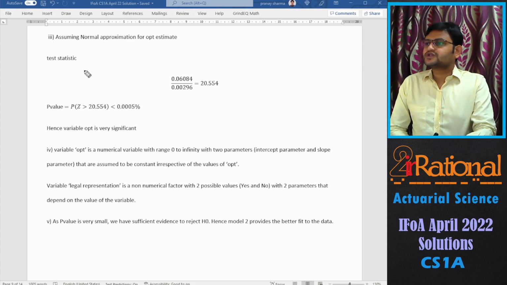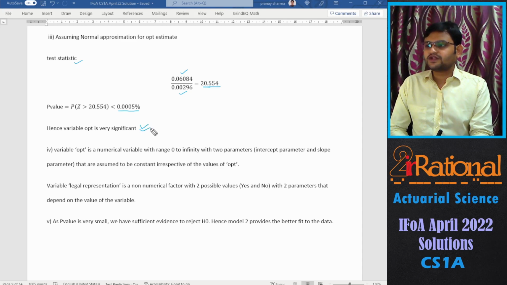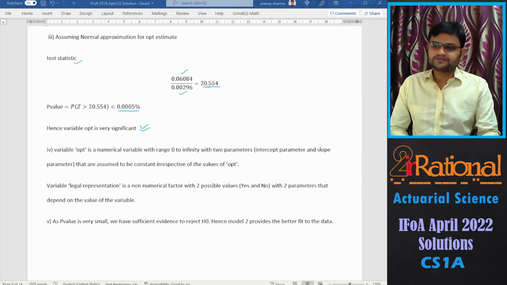Here I have used the hypothesis testing, and we are saying the test statistic would be nothing but the estimated value divided by the standard deviation, that would be 20.554. The p-value is very small. Hence the variable OPT is very significant.